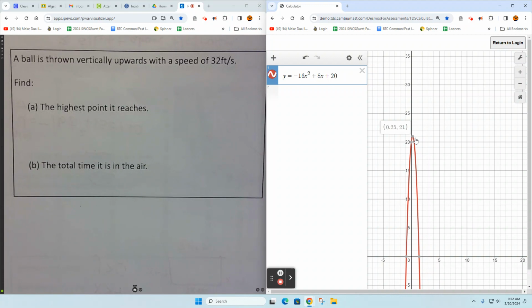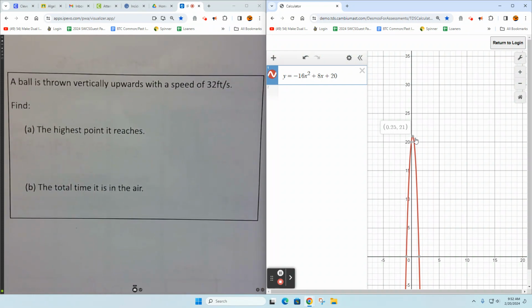A ball is thrown vertically upwards with the speed of 32 feet per second. Something's left out here. What do you think we're going to assume? It's going to have to be an x, where he threw the ball from. How high up he threw it. I see what you're saying, but it's not quite that. It's how high up he threw the ball from.